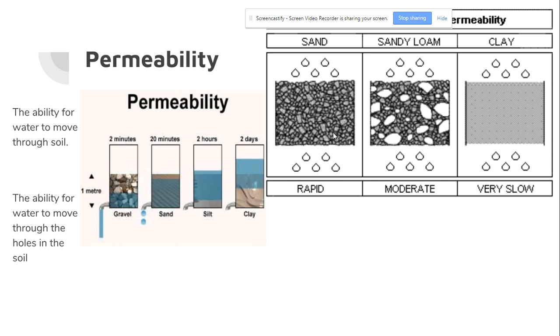We have 1, 2, 3, 4, 5 water droplets coming out, and it's at a rapid rate. So sand has a high permeability, lots of holes for water to travel through.